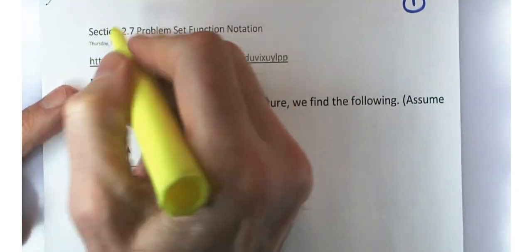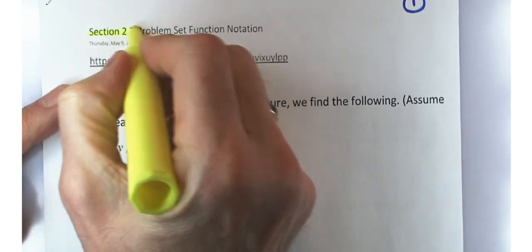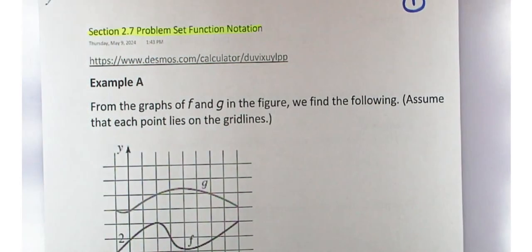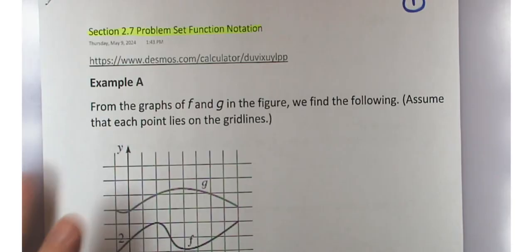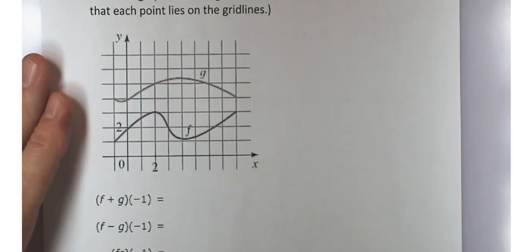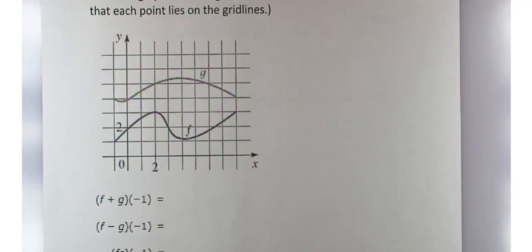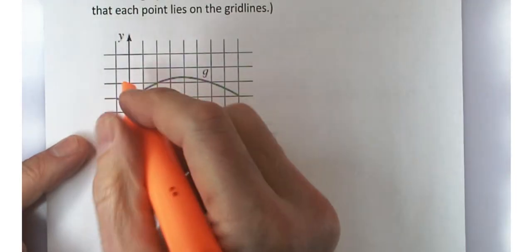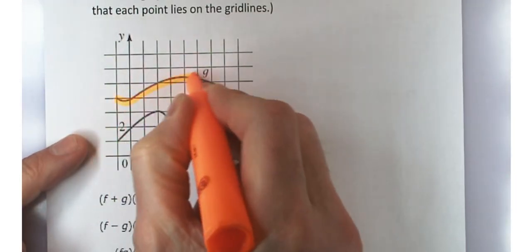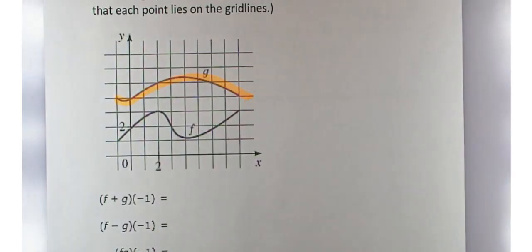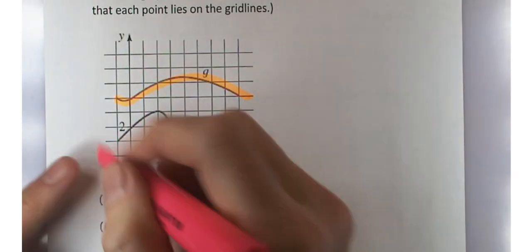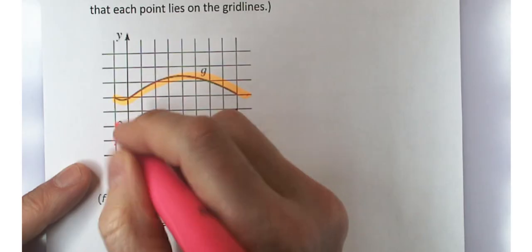So section 2.7 is going to discuss function notation. We're also going to look at domain and range a little bit. But let's start out with a nice little graph and some function notation. So you've got a graph of g of x, which is right here, and a graph of f of x, which is below that. And they ask you to do some calculations.